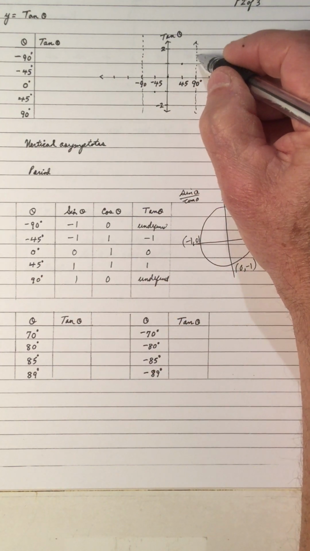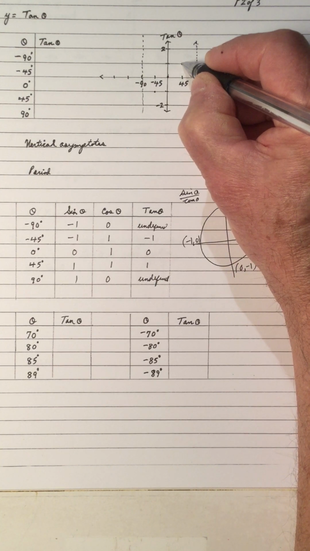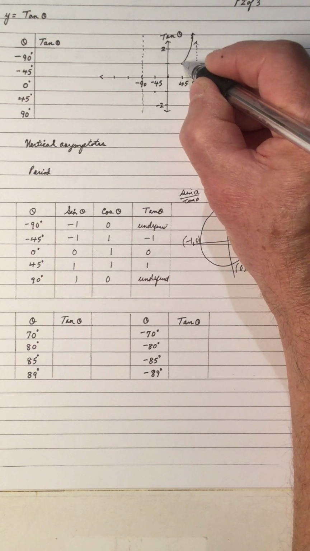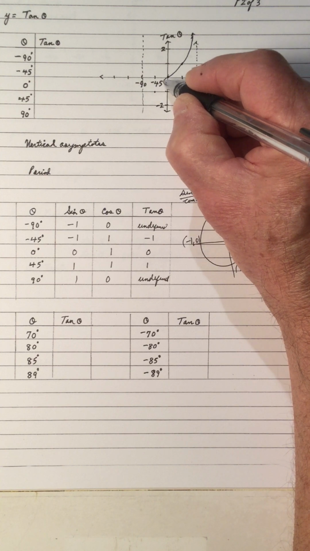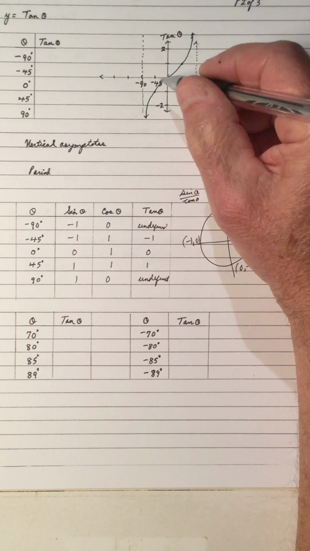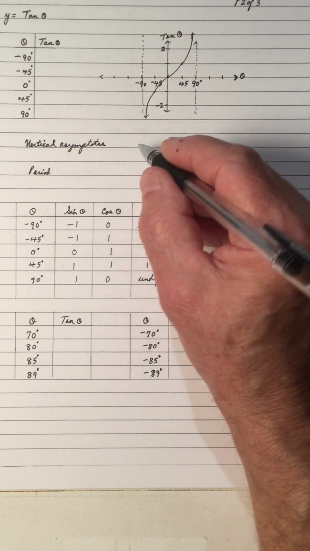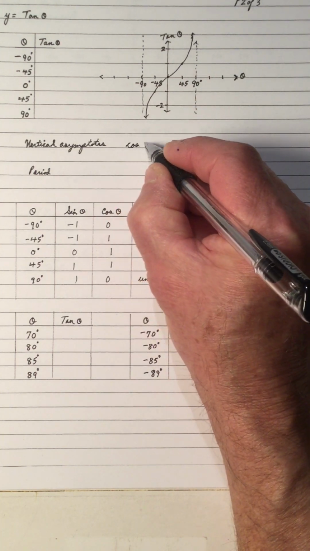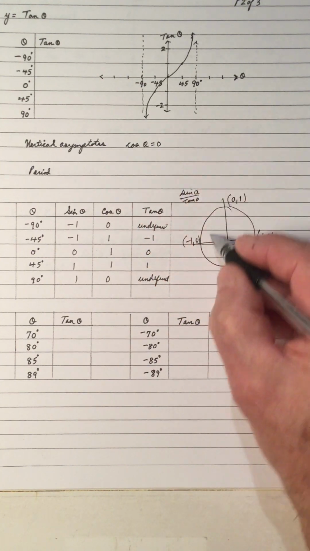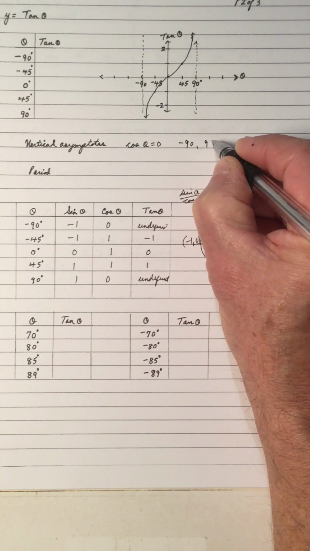So because we have a vertical asymptote, the tan graph, as it goes towards the asymptote, it will go like this, up and up and up. And it comes down, hits the 0, and goes down along the other asymptote. So there's the tan graph from negative 90 to 90. Notice the vertical asymptotes are at when cos theta equals 0. And cos is 0 at negative 90 and 90.